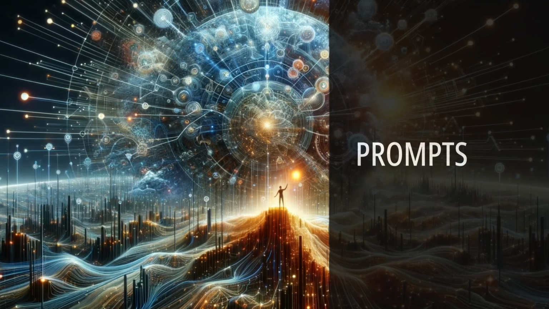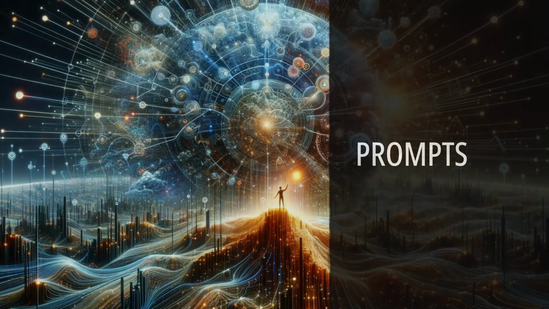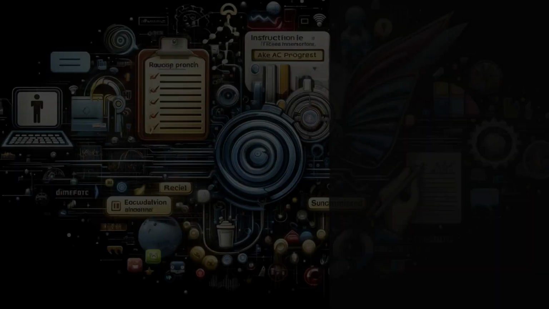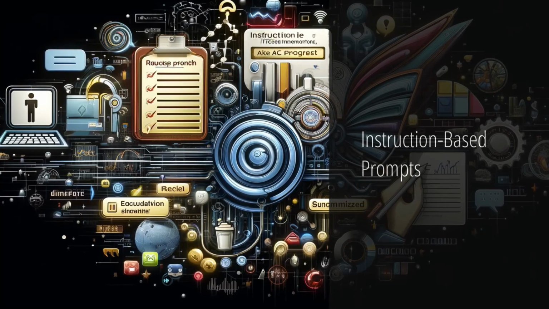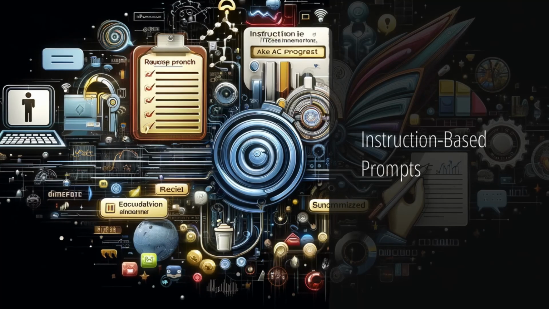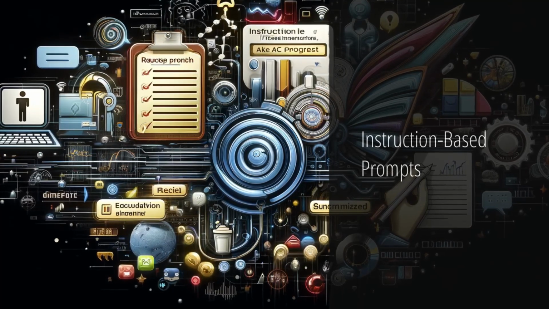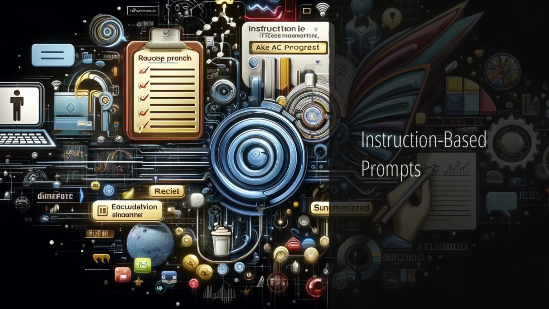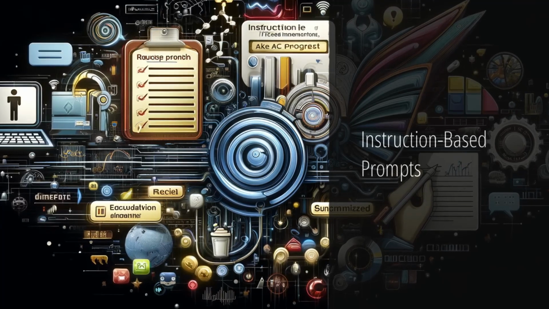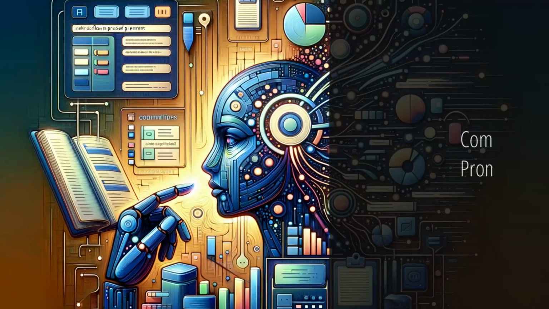There are various types, including instruction-based, completion-based, and conversation-based prompts. Let's explore each of these. First, we have instruction-based prompts. Imagine you're working on an education program and you need specific information. You can use an instruction-based prompt like this. Provide a summary of the key milestones achieved in our education project during the last quarter. Chat-GPT will respond with a concise summary of the significant milestones, making it easy for you to track the project's progress.